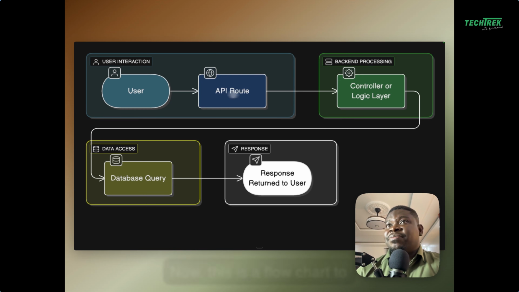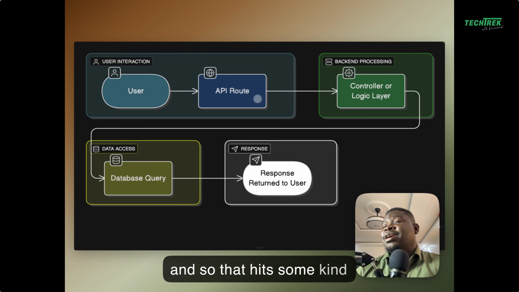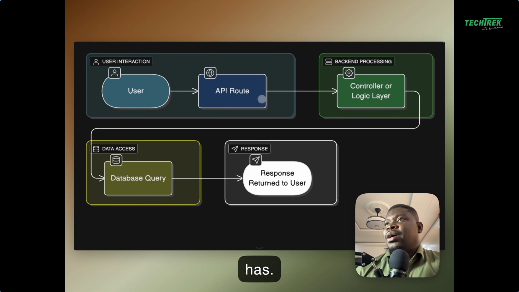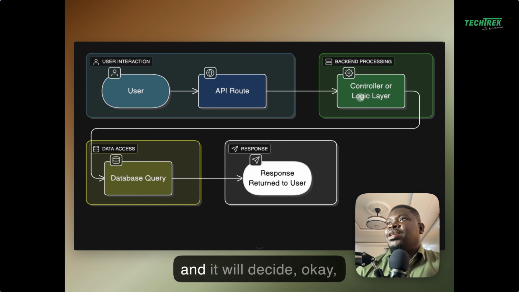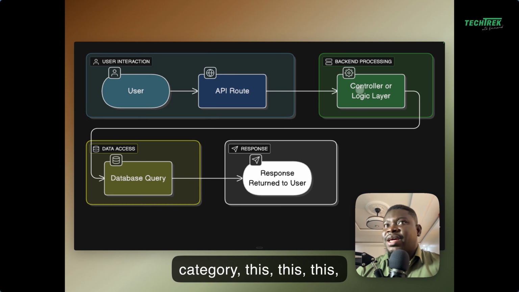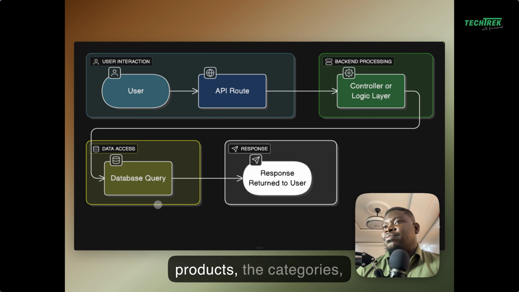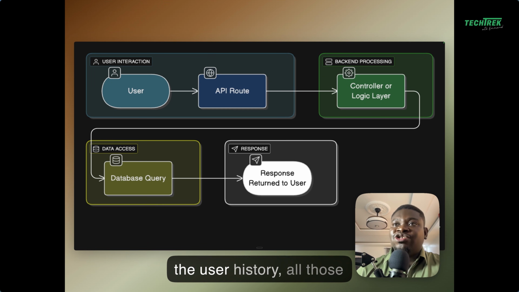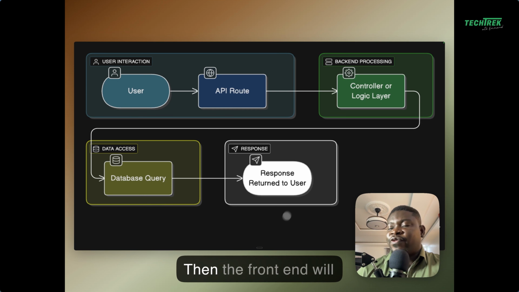Now, this is a flowchart to maybe drive this point home even more. So the user goes to Amazon.com, and that hits some kind of API route that Amazon has. The backend sees this, okay, we want to get Amazon.com, maybe the homepage. And it will decide, okay, what should be displayed on the homepage? Maybe we should have some categories, this, that. Then it will maybe make several database queries. And then once it gets the data, the products, the categories, the user history, all those kinds of things, it will send a response back to the user on the front end. Then the front end will display it.